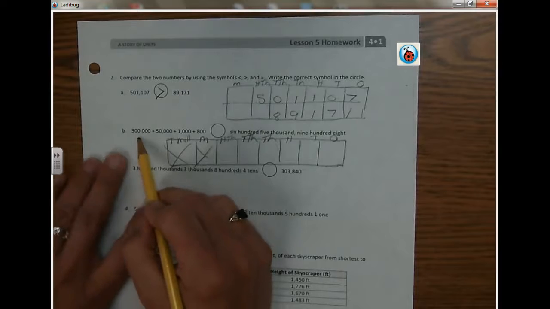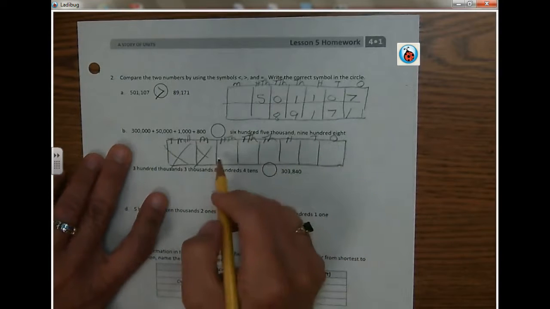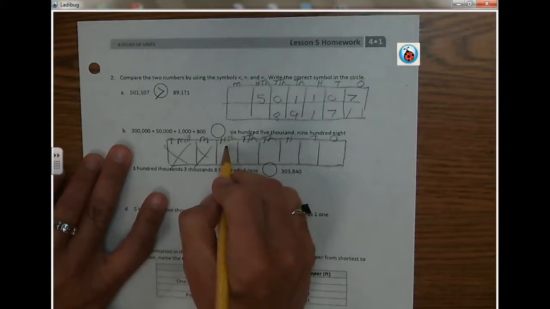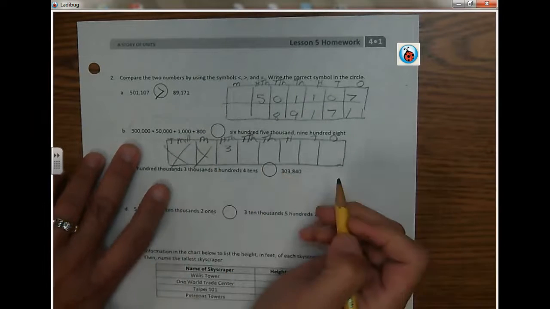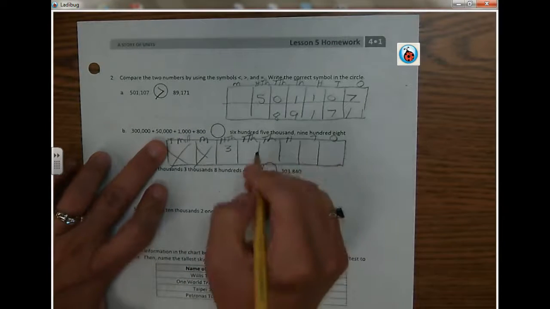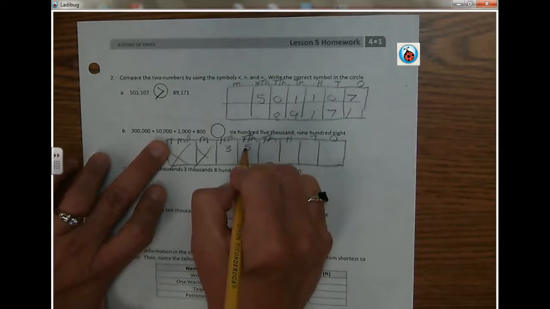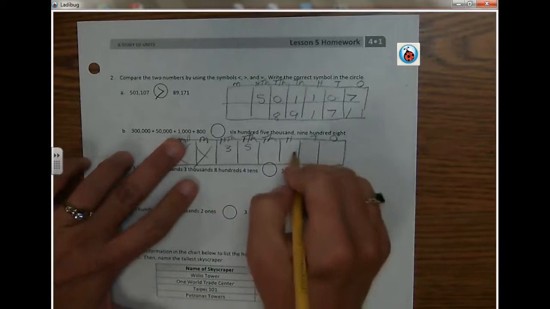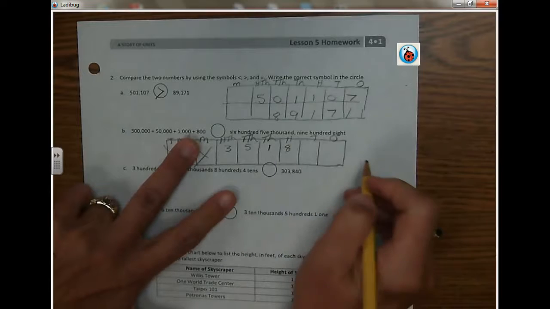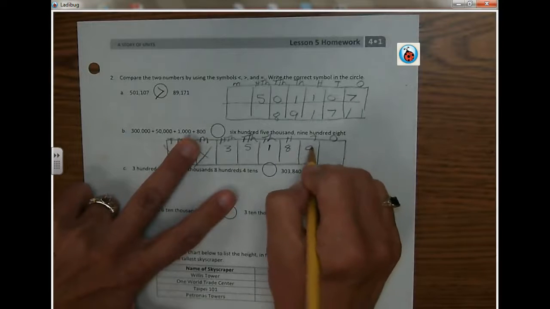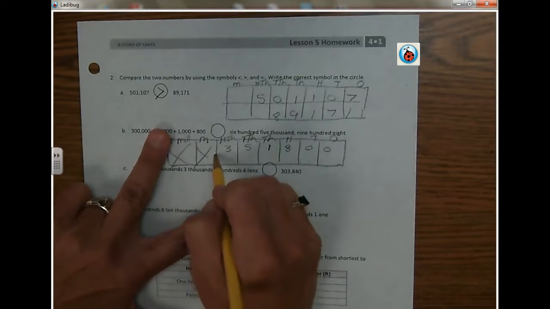So we have 300,000. Well, I'm going to put that here. What is this number? So we have 3 in the 100,000 spot. We have 5 in the 10,000 spot. We have 1 in the 1,000 spot. We have 8 in the 100 spot. We have zeros in these spots.